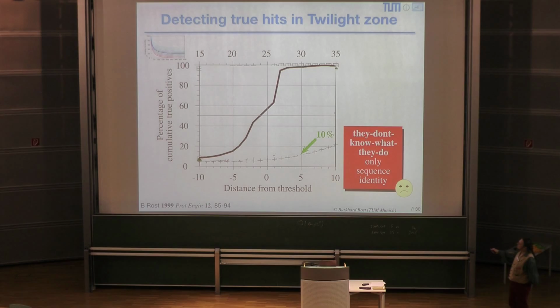Now, if you only used percentage sequence identity, and many people in the world still do that, then you would start out with 10% and would fall below. So that really is a bad idea to do.